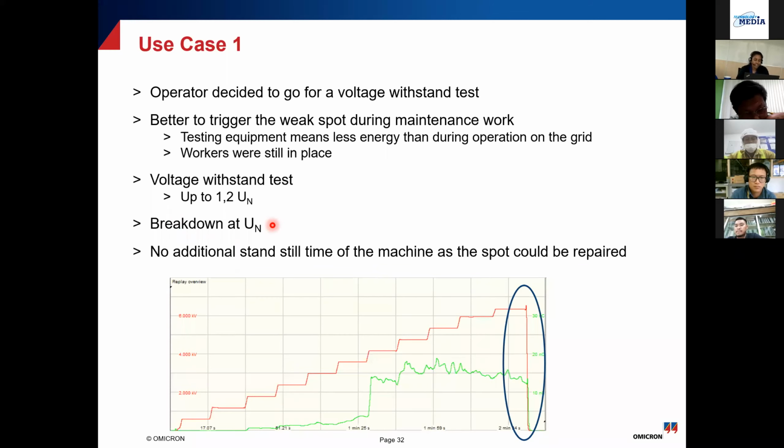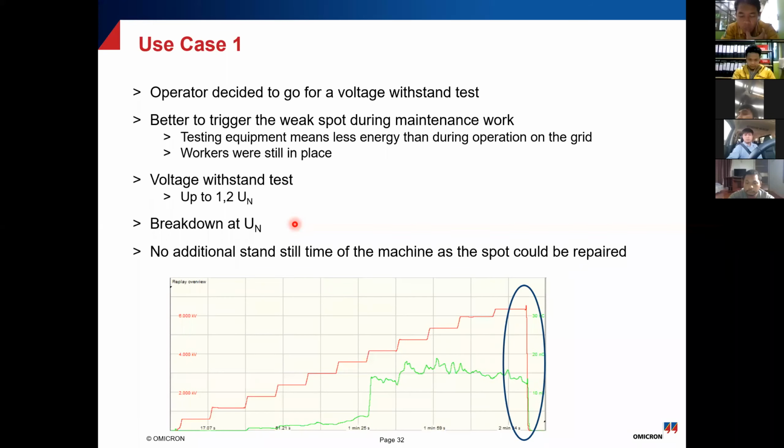rated voltage. Why they decided on a voltage withstand is basically, if it's going to fail, it should fail today and not later. Because if it fails today, I can do something about it. If it fails later, I don't know what to do. And actually it failed, so there was no additional standstill time. The maintenance and repair could be done immediately, and that basically avoided a bigger damage that would have happened if it was in service.